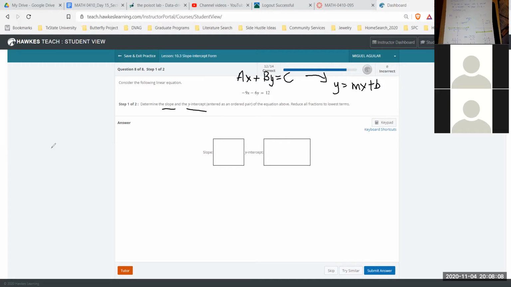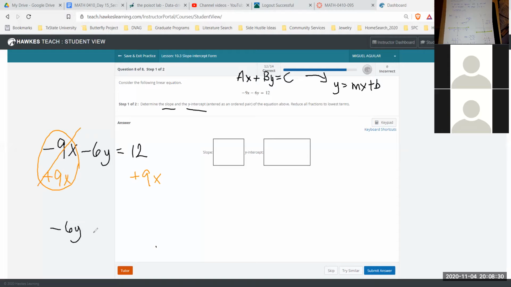So over here in the side, I'm going to do -9x minus 6y is equal to 12. And I'll want to add the 9x to both sides because I'm trying to get rid of it on the left-hand side. So that I have now -6y by itself, and that's equal to positive 9x plus 12. Are you guys okay with that?